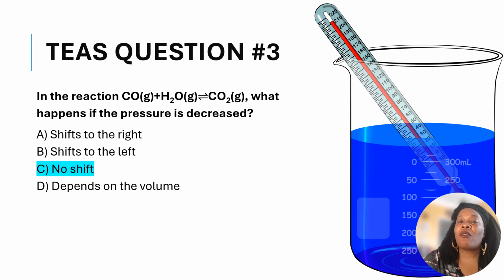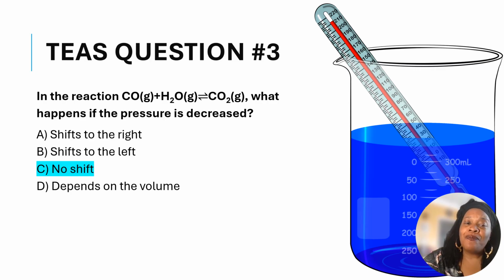Well, we know this is incorrect because a pressure decrease only affects the equilibrium if the number of moles of gas differs between reactants and products. In this case, the moles are equal. Letter B shifts to the left. Well, again, this is incorrect for the same reason. Since there are no differences in the number of gas molecules, pressure changes do not shift the equilibrium.